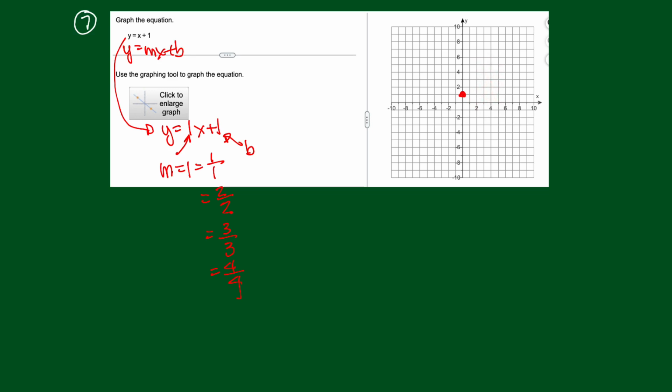So that's what I'm going to do. I'll go over 4 and up 4. If I'm counting right, that'll put me right there. I could even do it again. But this time, maybe I'll go over 2 and up 2. Yeah, it looks like it's right on that line. So let me get my straight edge here and pass a line through those points. That looks like a pretty good graph.